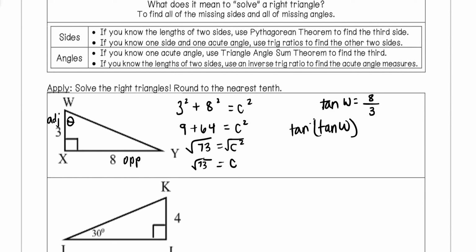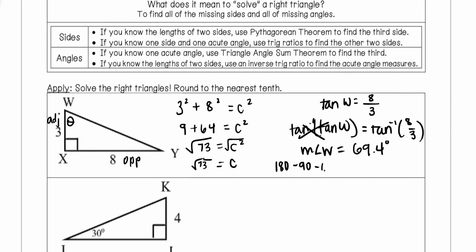When I do that, it allows my inverse tangent and my tangent to eliminate one another, and we'll be left with the measure of angle W over here. And when we plug in tangent inverse of 8/3 to our calculator, we get 69.4 degrees. So to find the measure of angle Y, you could use the tangent function again and use inverse tangent to find that. Or you could just take 180 minus 90 minus the 69.4 we just calculated to get your difference of 20.6 degrees.